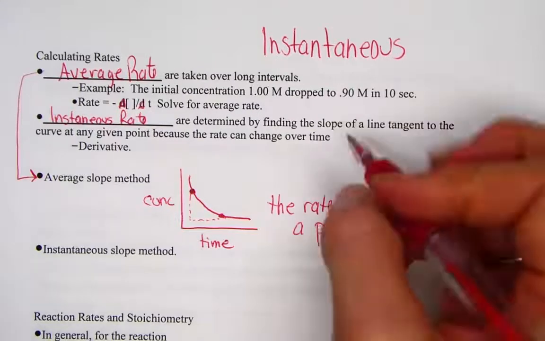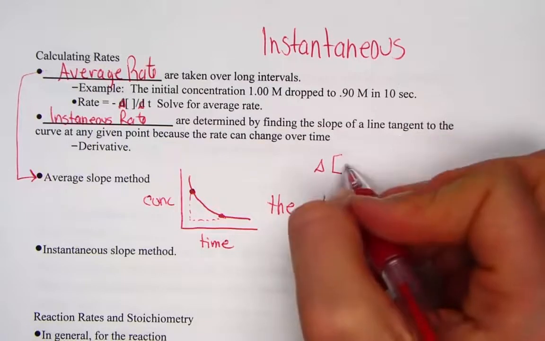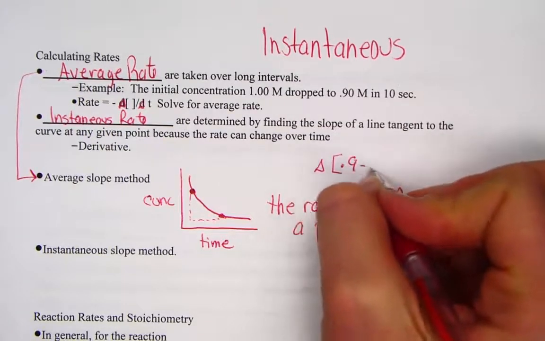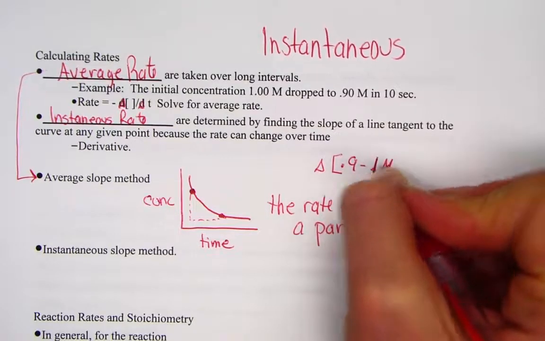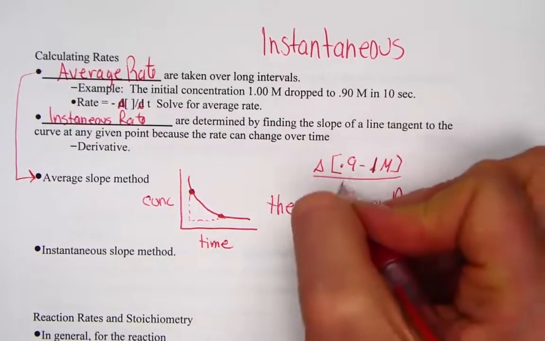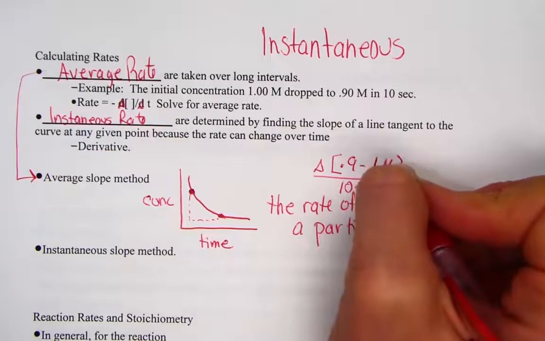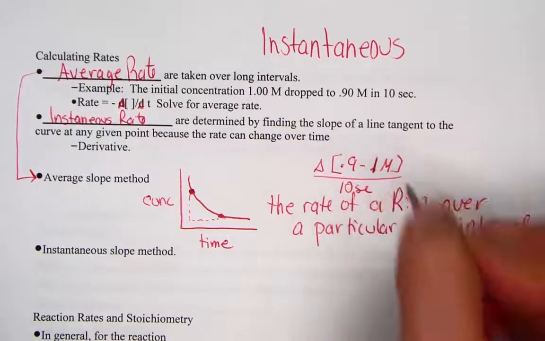That example might show the change in concentration would be initial of 1 molar, final of 0.9 molar, and I'll reverse that to show I know that reactants get used, so it will come out negative, over a course of 10 seconds. That is how much the concentration changed over a certain time frame, an average slope method.